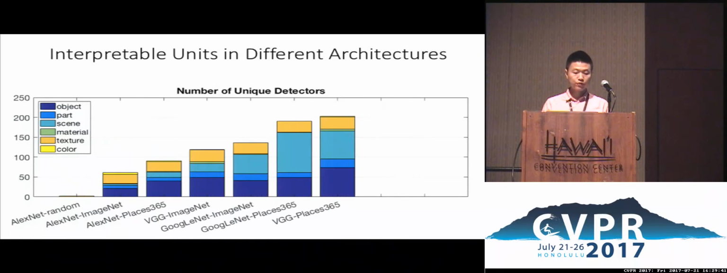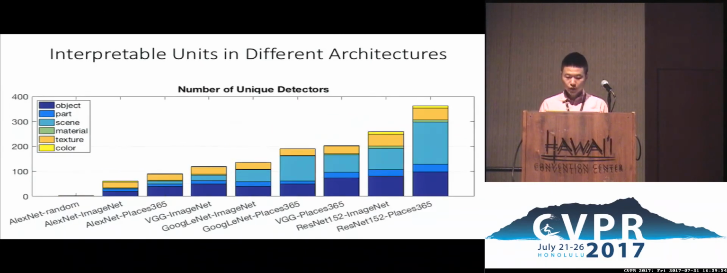We further include the VGG and GoogleNet trained on ImageNet and Places. Here the vertical axis has changed. There are many more interpretable units in deeper architectures such as GoogleNet and VGG. We further include the residual network trained on ImageNet and Places. You can see the residual network trained on Places has the largest number of interpretable units. It has a lot of scene detectors. It also has the largest number of object detectors compared to all those different architectures.